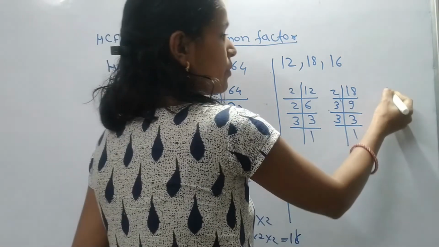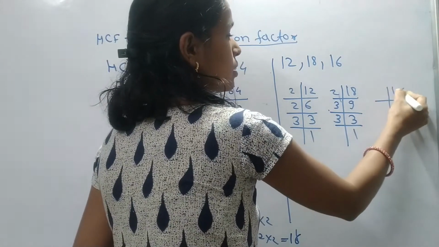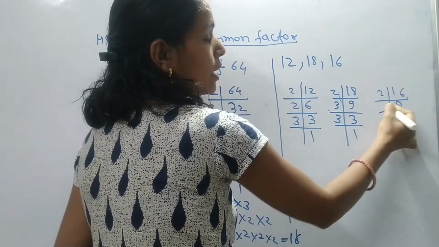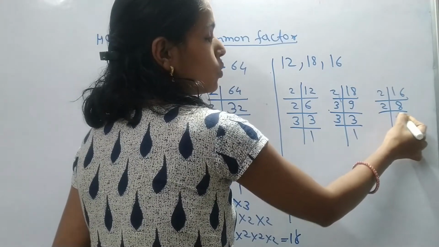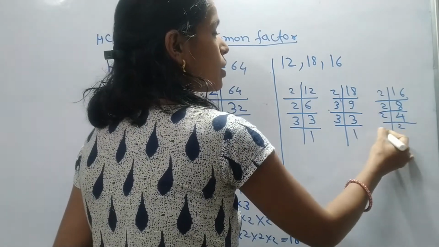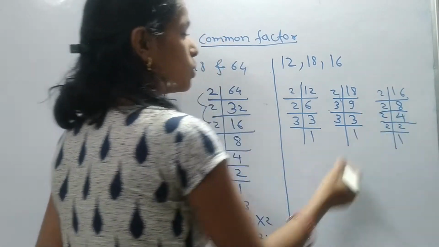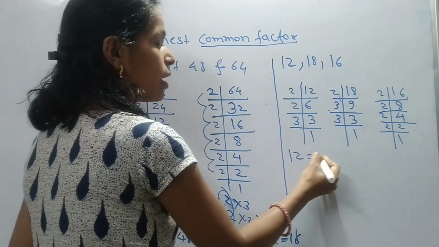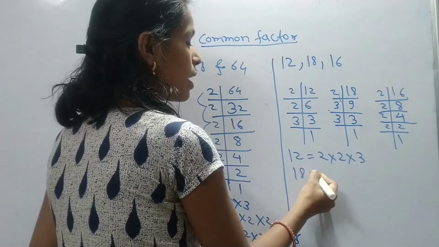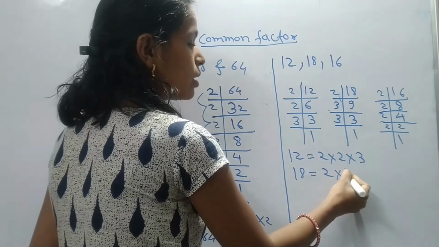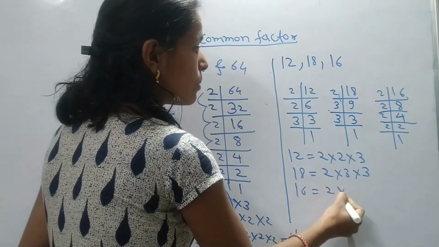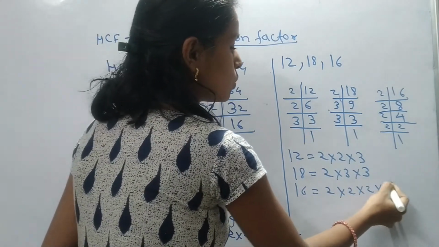Now let's find the prime factors of 16. Again, 16 is an even number. 2 8s are 16. 8 is an even number, it is divisible by 2, so we will get the quotient 4. 4 is an even number, it is divisible by 2. 2 2s are 4 and 2 1s are 2. So the factors of 12 are 2 multiply by 2 multiply by 3. 18 has the factorization 2 multiply by 3 multiply by 3 and 16 has the factors 2 multiply by 2 multiply by 2 multiply by 2.